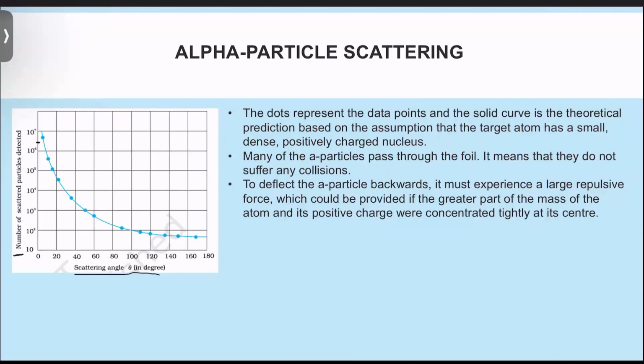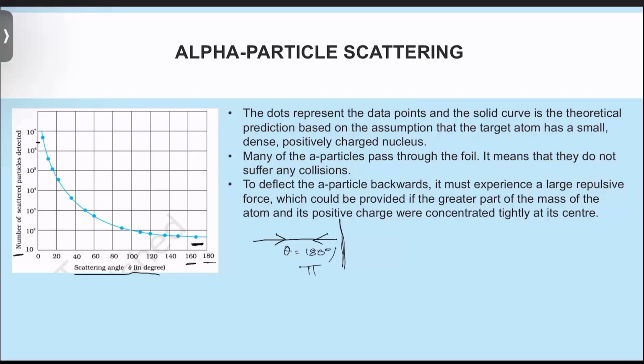And the backscattered ones, that is 180 degrees. If this is the thin foil, the particle is incident and then it is getting backscattered. So theta is equal to 180 degrees or pi. This is a very small number over here, between 160 and 180.